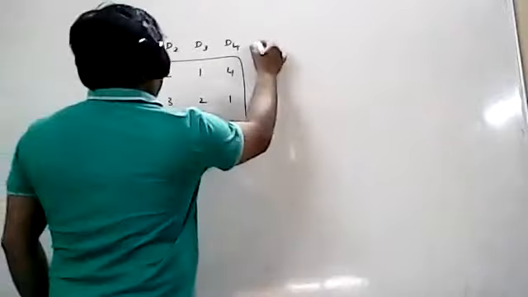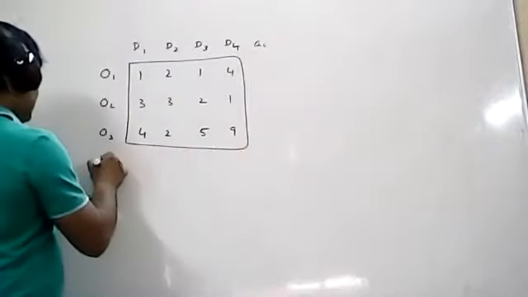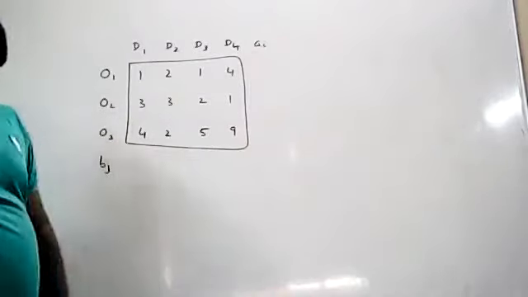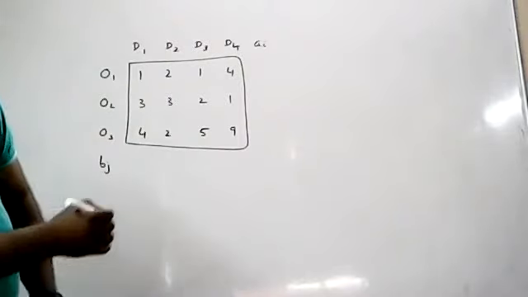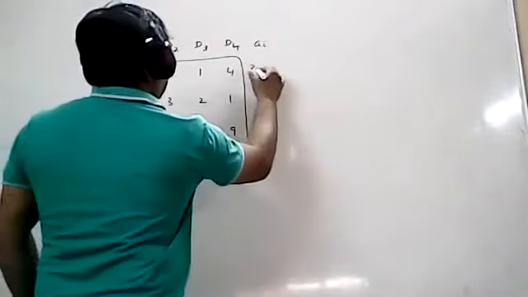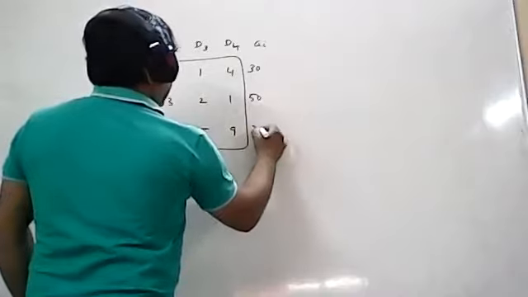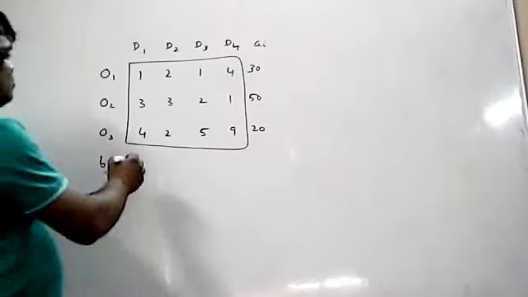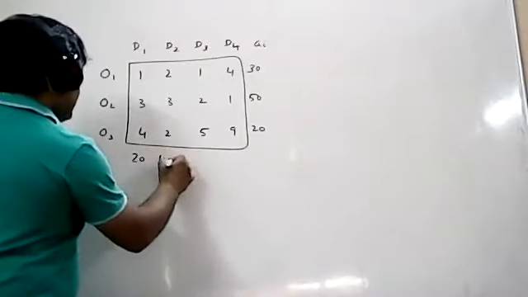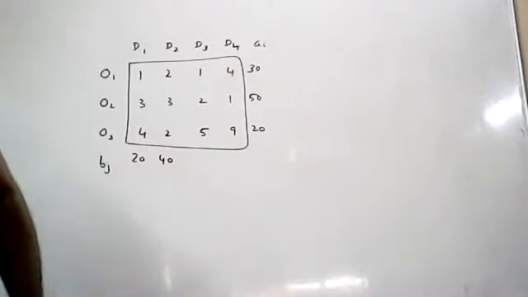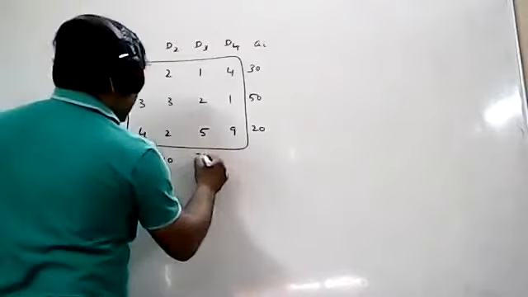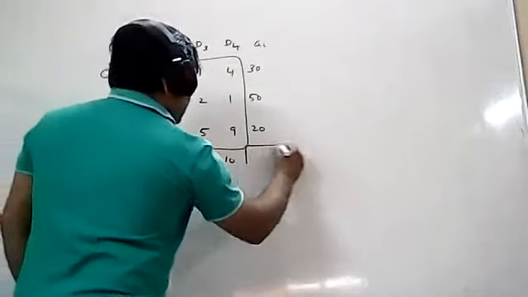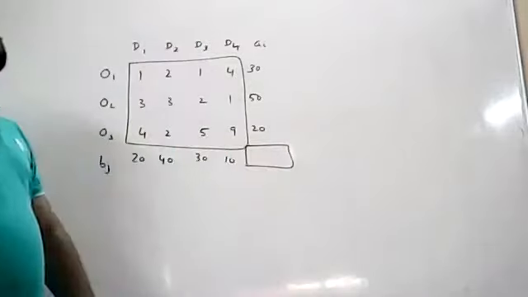As given, availability or supply ai, and demand or requirement bj are given. Write down the ai values 30, 50, 20, and then the requirement values 20, 40, 30, 10. So you have to apply the Modi method.